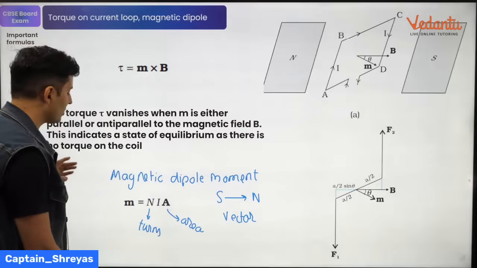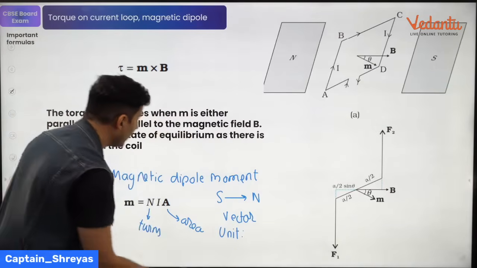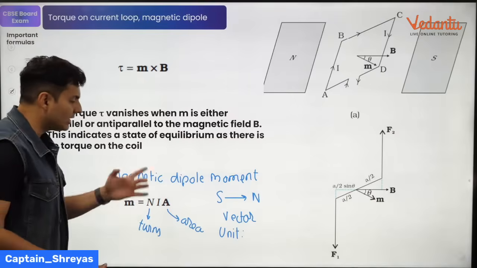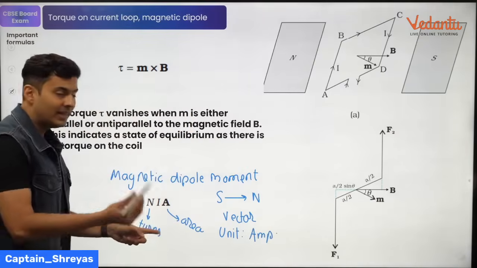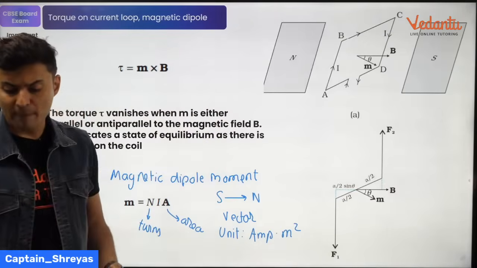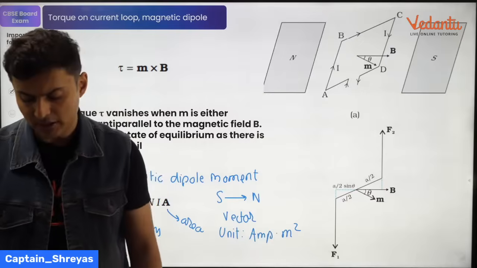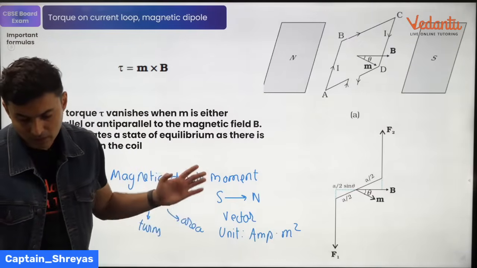If you look at the units also, it's not that difficult. The unit of this will be, N is turns, so don't worry. I is current, so it will be nothing but ampere. Area is meter square, so it should be amperes into meter square. Everybody with me on this? Clear? I hope this is understood.